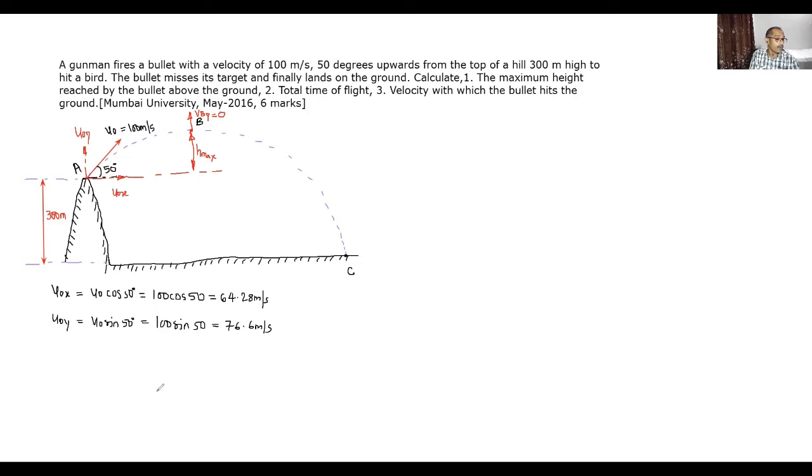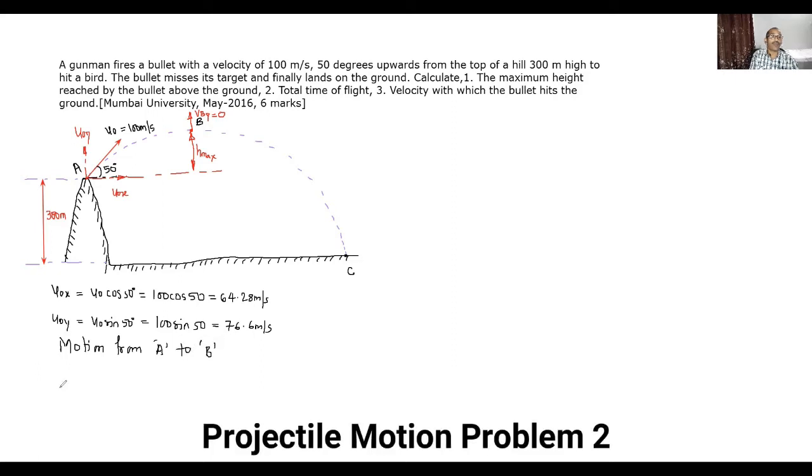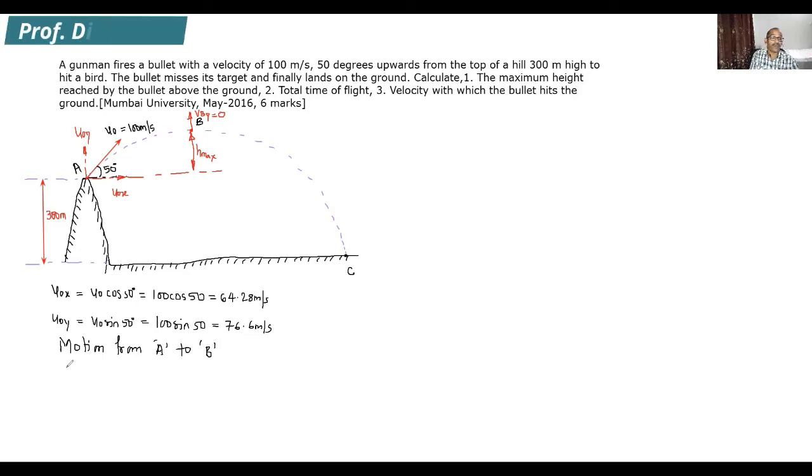Now to find out this maximum height reached by the projectile from A to B, we'll consider motion from point A to point B. Now what do you know from A to B? At A you know the vertical component of velocity. At B what do you know? VBY is 0. This data is known. And your y value is h maximum.